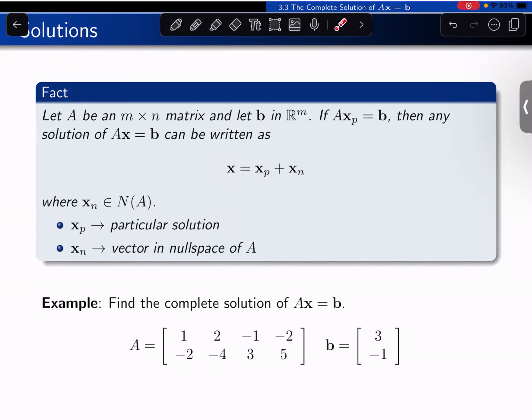In the past, we saw that if we have an empty null space, that means we have either no solutions or a unique solution. And this would correspond to x just being equal to some particular solution, like x would just be equal to xp. We wouldn't have this xn. So we would have a unique solution, or there'd be no solution at all.